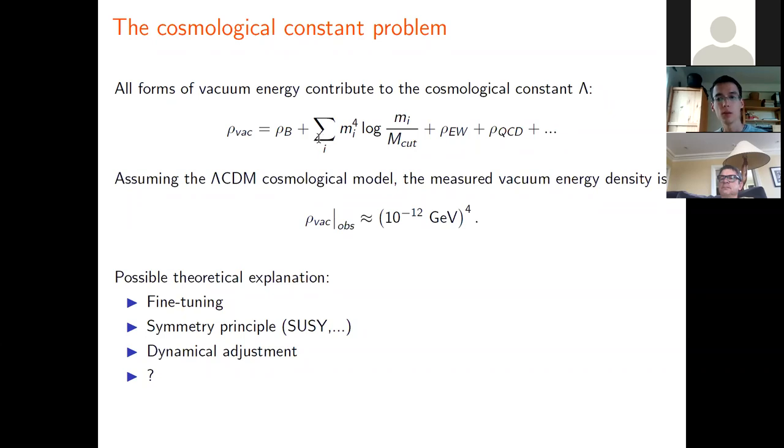And then you have radiative corrections coming from quantum field fluctuations. And basically, any massive field will contribute to that cosmological constant.